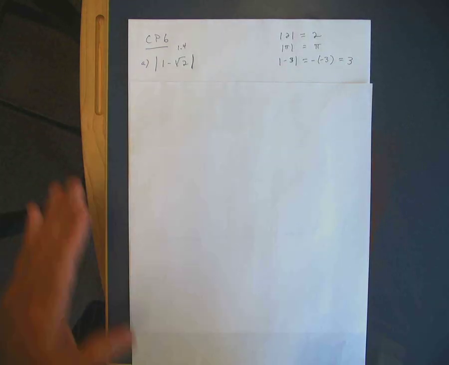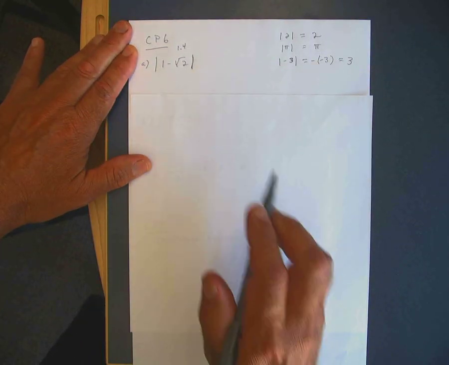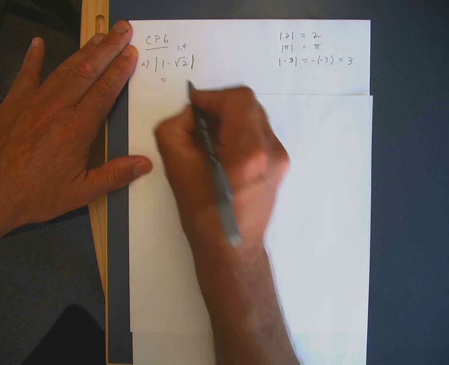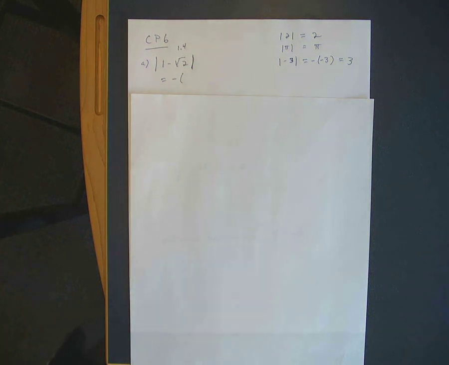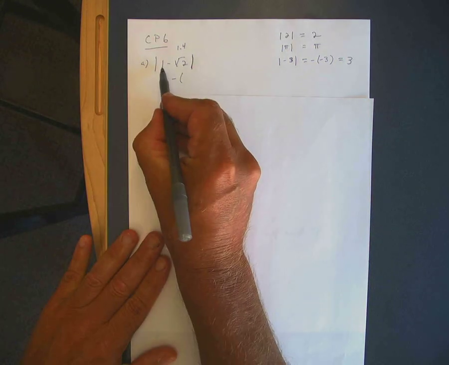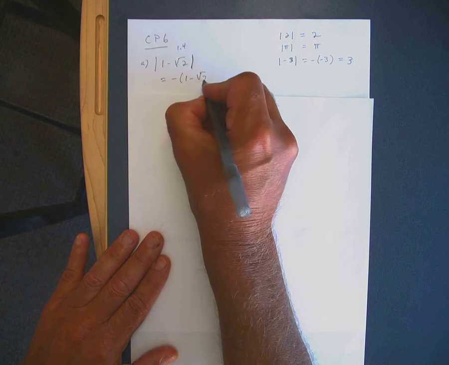That means we need to apply this idea where we take the opposite of what's in here. So to evaluate this, we'll take the opposite of this expression. It's important to use parentheses. We're taking the opposite of the entire expression, not just the first part. So this will be the opposite of 1 minus the square root of 2.